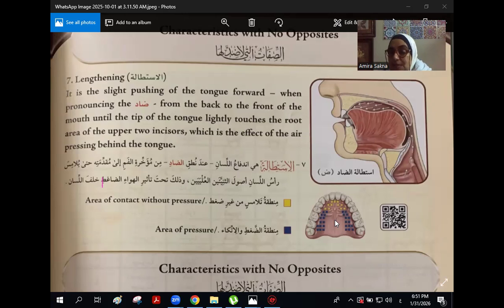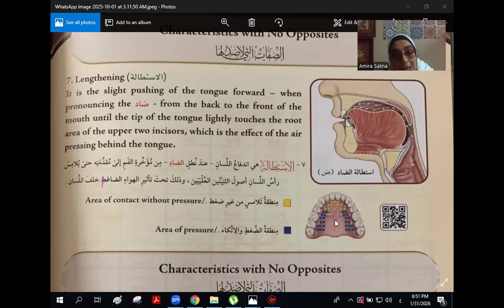I will do it now wrongly. This has become a shadid letter, a strong letter. While if I say this, this is rakhawa. You don't have rakhawa in the first one. It's a loose letter.